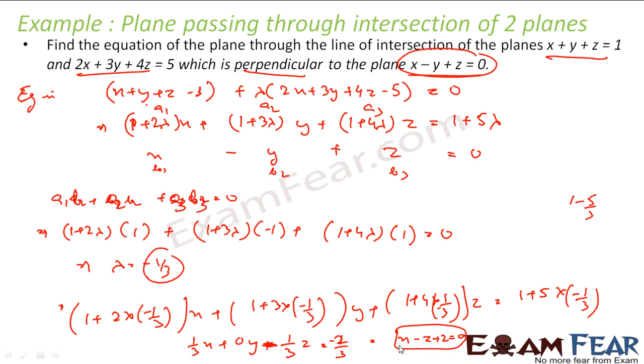Not a difficult question. This part was known to us. The only part that was different was that here it was told that the plane which we got is perpendicular to this plane. So with that condition we found the value of lambda, that is a1 b1 plus a2 b2 plus a3 b3 has to be equal to 0.